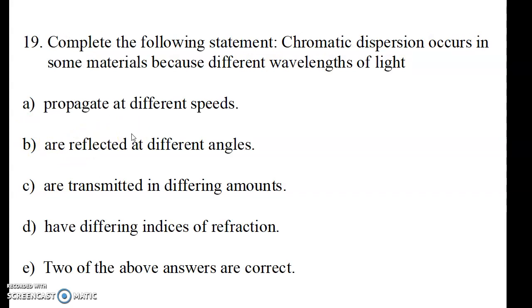19. Complete the following statement. Chromatic dispersion occurs in some materials because different wavelengths of light, and 2 of the above answers are correct, right? Okay. Because different wavelengths are reflected at different angles, and have different indices of refraction. So the answers would have been B and D, so those are the 2 that are correct. The speeds are the same.